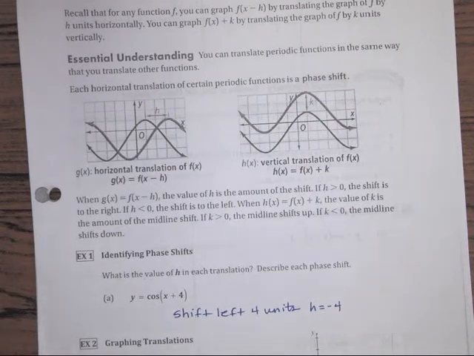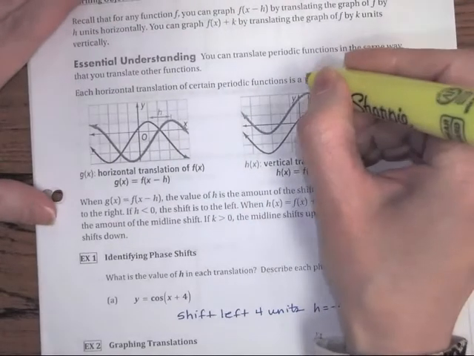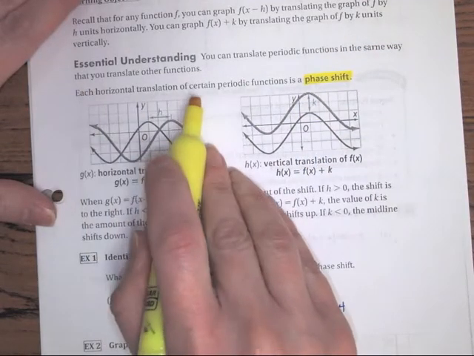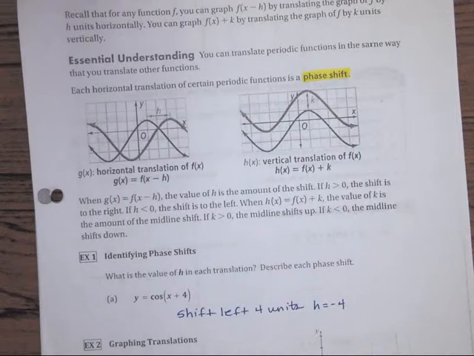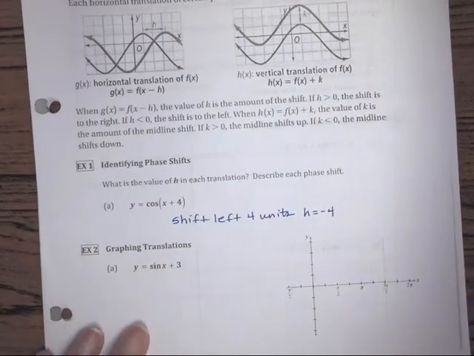So let's just look at this word phase shift, and I'm trying to see if I left the definition. Here it is. Phase shift, a horizontal translation of certain periodic functions, all right? Special name. So now go down here, and we are going to graph some translations.